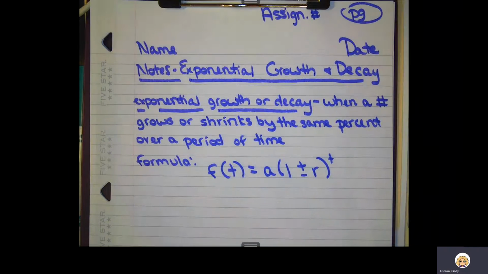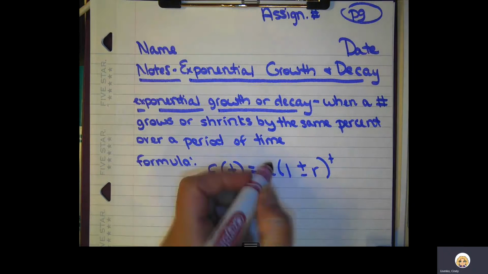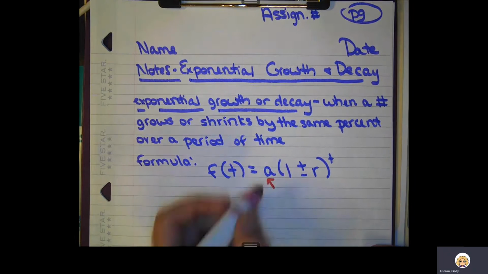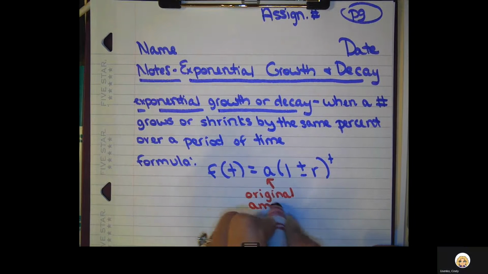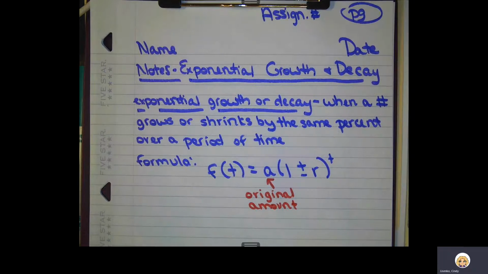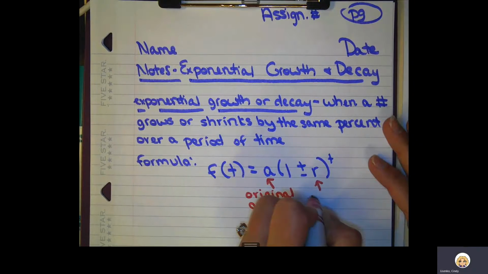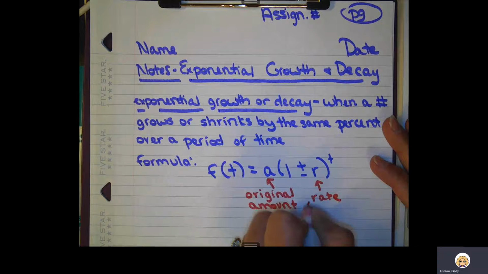So let me explain what all of this means. If we're trying to find how much it's growing or shrinking, what the final amount is, you would put your a in, which is your original amount. So I'm going to point to that and write original amount. So if you had $500 in your savings bank, you would start with that. If your car was worth $20,000 originally, you would start with that. Your r is your rate, your percent. So I'm going to put rate, and then in parentheses, I'm going to write as a decimal.